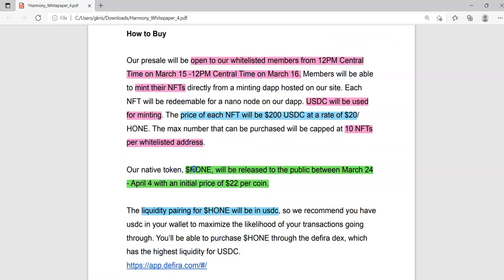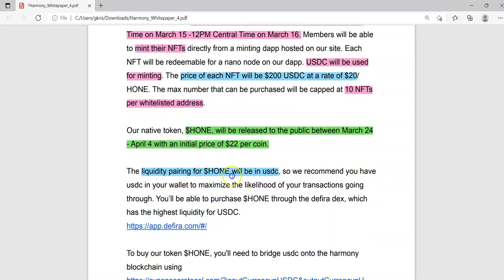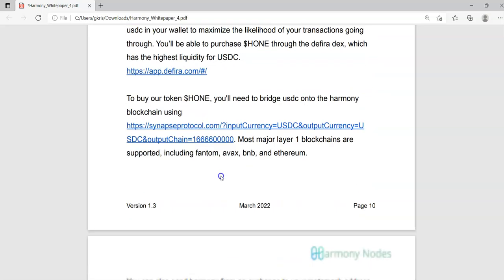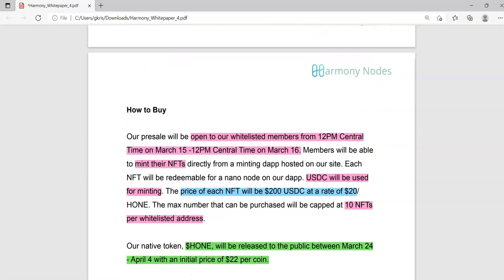And if you're not whitelisted, you can buy between March 24th and April 4th. That's almost 10 days. I'm not sure which day they're planning to do the launch. I guess they're still working on it. But the price is $22. And again, if you want to buy on the exchange, you need to have USDC to buy HON token. And yeah, this is their white paper.